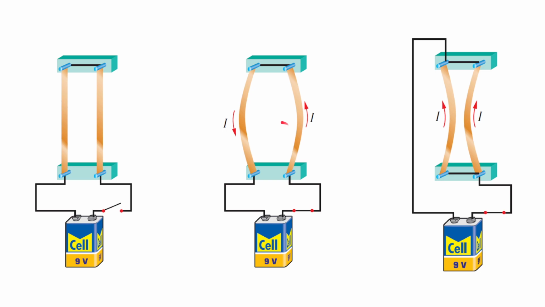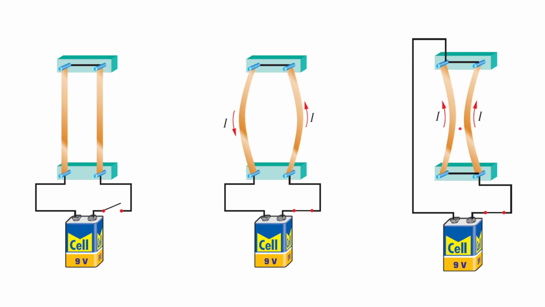Pay attention to this demonstration one more time. In the first picture, current is zero, so there is no force between the wires. In the second picture, currents in the wires are in the opposite direction, so they repel each other. The currents in the wires are in the same direction in the third picture, so they attract each other.